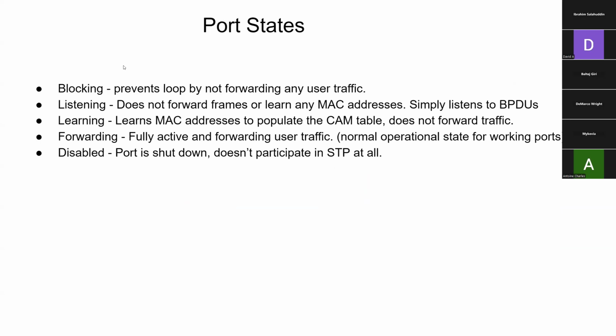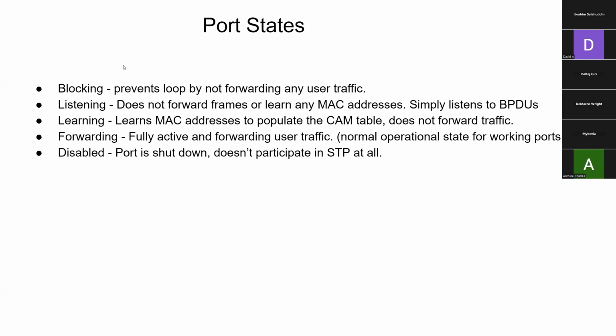And then we also have port states, right? So in basic spanning tree, there are 5 port states. We have blocking. This is going to prevent loops by not forwarding any user traffic at all. We have listening. This does not forward frames or learn any MAC addresses. It's simply just listening to the BPDUs, right? It's listening to that information about all the other switches to see which one will be the root switch, right?